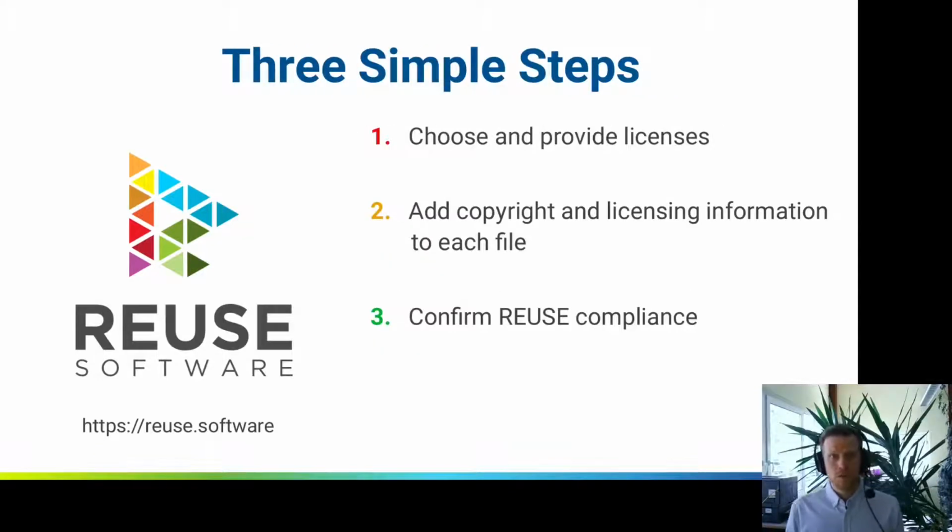Now, reuse consists of 3 simple steps. In the first step, we choose and provide licenses. So we pick a license and store the license text somehow where it can be found. In the second step, we attach the information about copyright and licensing to every single file in this repository. And the third step is quite simple. We confirm the reuse compliance. And now we'll quickly go through the whole process, so you will understand what happens inside of there.